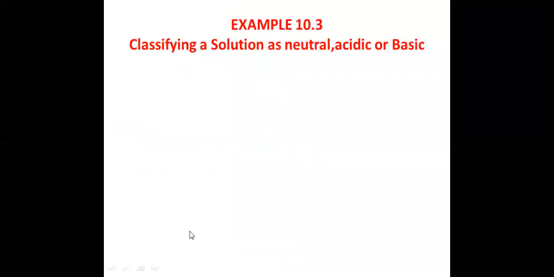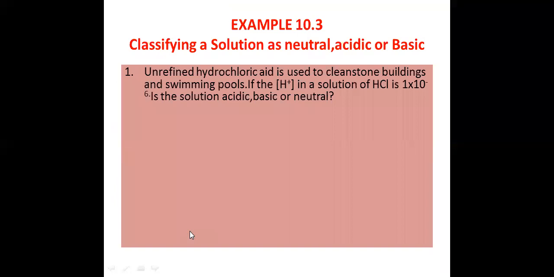Example 10.3, classifying a solution as neutral, acidic, or basic. The first example is unrefined hydrochloric acid. Unrefined means which is not pure or not 100% pure. It is an acid which is used to clean stone buildings and swimming pools. If the hydrogen ion concentration in a solution of hydrochloric acid is 1 into 10 raised to the power minus 6, is the solution acidic, basic, or neutral?